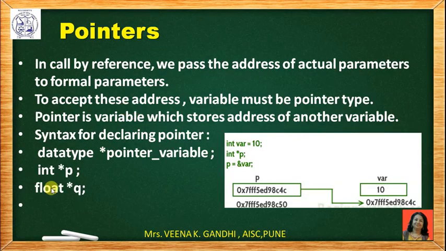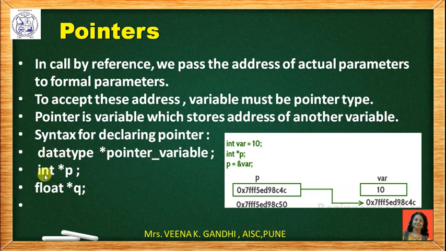Call by reference method uses the concept of pointers. Now in call by reference, we pass the address of the actual parameters to the formal parameters in the function definition. Now to accept these addresses, variables must be of pointer type. What is a pointer? Pointer is a variable which stores the address of another variable. Now how to declare this pointer? Syntax for it: type asterisk pointer variable.